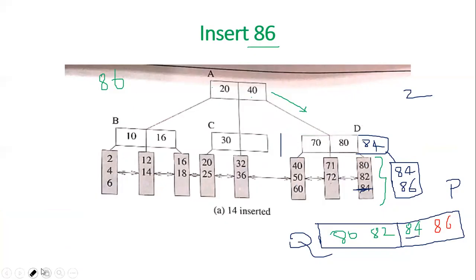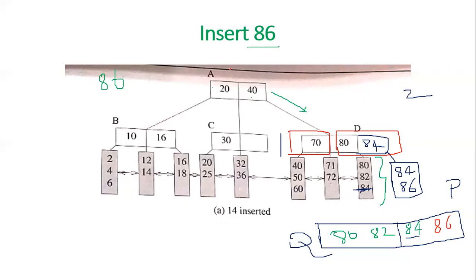So how are we going to split this? 70 will be one node, a new node. 80 and 84 will be another node. Okay, right? So less than 70 will point here, and greater than 70 will point to this. Also, this 80 will go to the top. 80 should go to the top also.